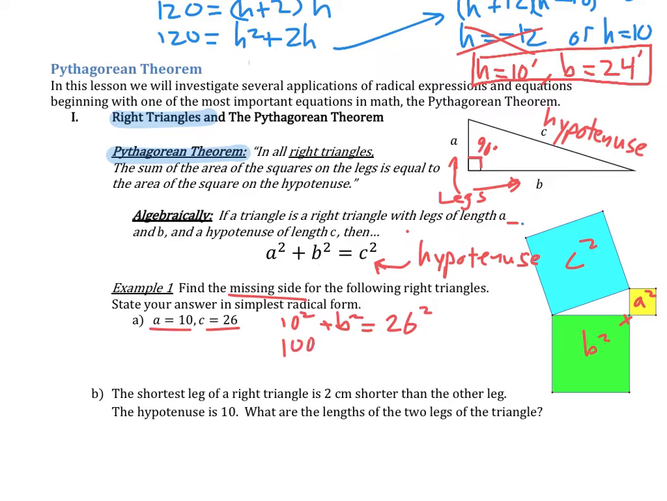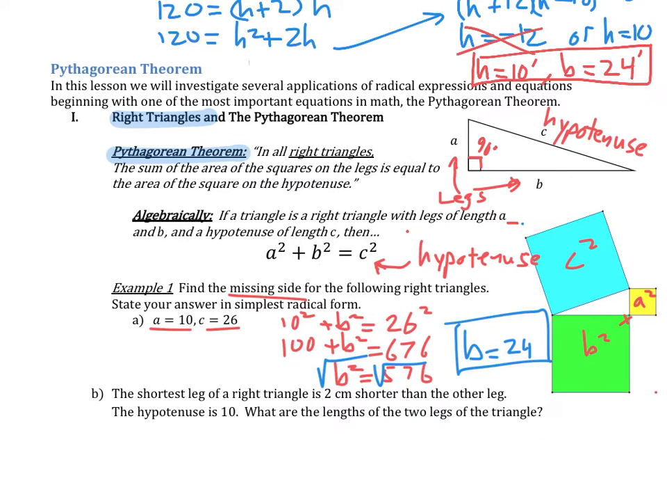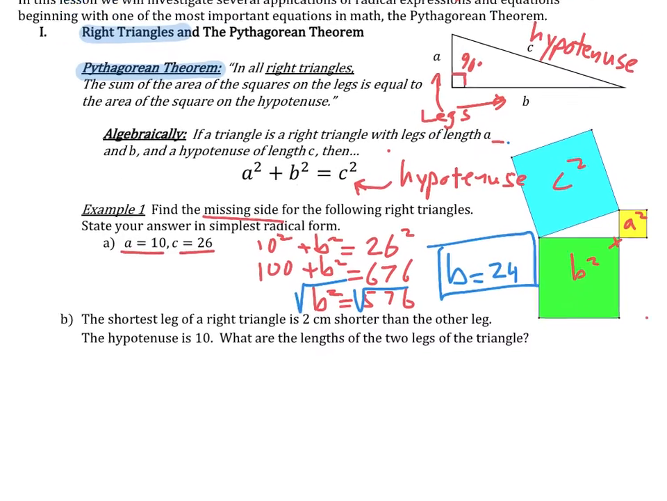So we've got 100 plus B squared equals 676. And if we subtract 100 from both sides, we get 576. And using the square root method, we can square root both sides. And we find out that B is 24. The square root of 576 is exactly 24. Now, by the way, when we're solving our quadratic equations, we have plus or minus 24. But does it make any sense to say that the side length is negative? No, that doesn't make any sense. So we just want the positive.